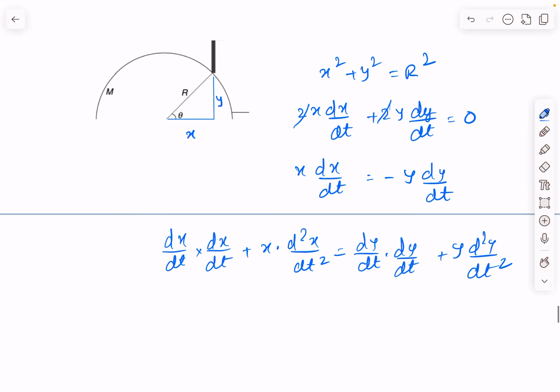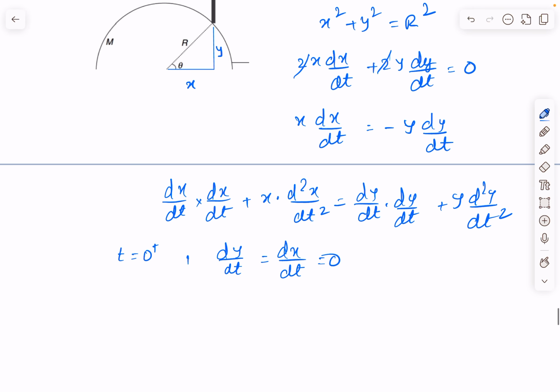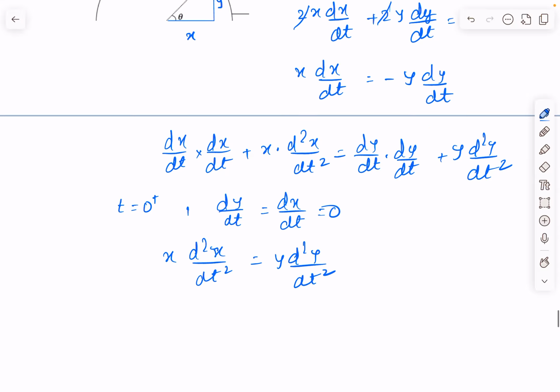Now initially when the motion starts at t equal to 0 plus, both these velocities will be almost equal to 0. So we can say that at t equal to 0 plus, dy by dt as well as dx by dt, both will be equal to 0. So from this boundary condition, we can say that x into d2x by dt square will be equal to y into d2y by dt square.